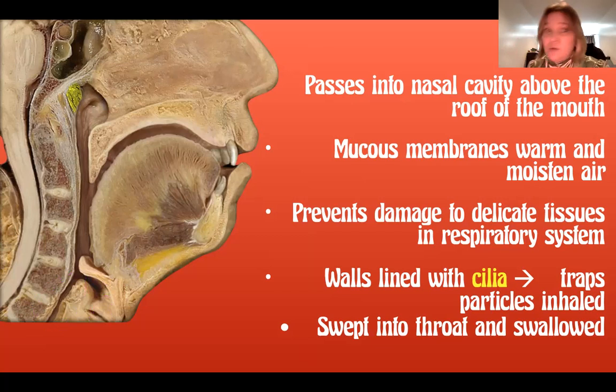So when you swallow, your tongue pushes back and down on the epiglottis so that it then covers the trachea to prevent any food or liquid from entering your trachea, which leads again to the lungs. And it makes sure that food and liquids go straight down your esophagus so that you don't choke.